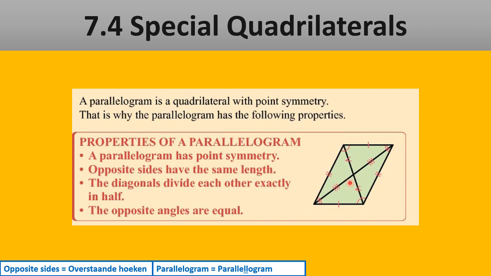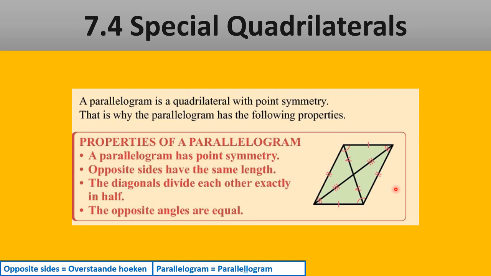En je kan ook zeggen dat opposite angles are equal. Dus overstaande hoeken zijn ook gelijk. So this angle right here is equal to this angle, and this angle is equal to that angle.